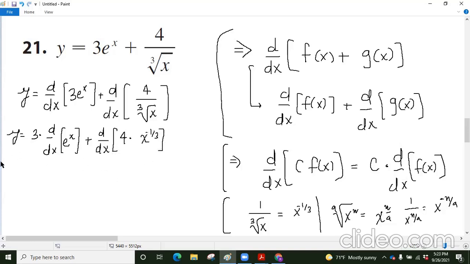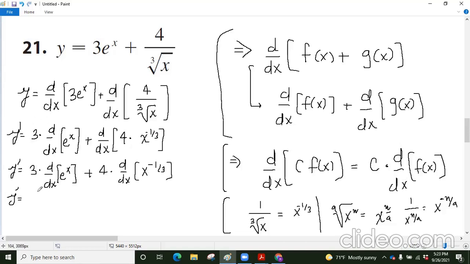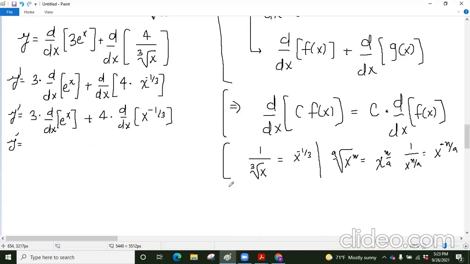And then this is just another constant rule. So this is y equals 3 times the derivative of e to the x plus 4 times the derivative, because we're pulling that constant out, of x to the negative 1/3. And so that means y prime is, another thing to remember, the derivative of e to the x is actually just e to the x. So this is just 3e to the x plus 4 times the power rule.